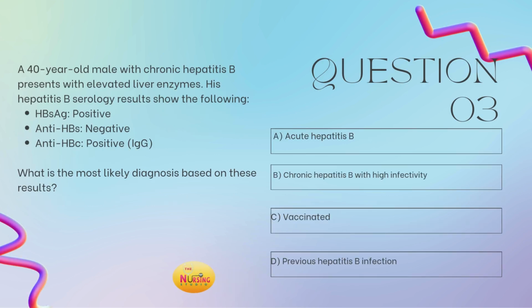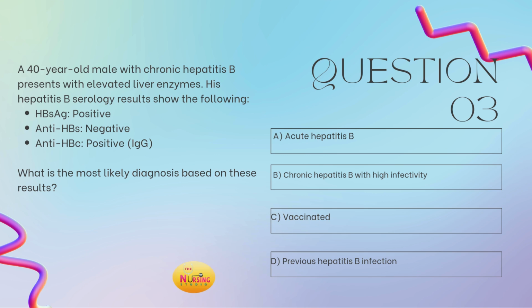All right. And last but not least, question number three. A 40-year-old male with chronic hepatitis B presents with elevated liver enzymes. His hepatitis B serology panel shows the following. The HBsAg is positive, the anti-HBs is negative, the anti-HBc is positive, of the IgG. What is the most likely diagnosis based on these results? Is it A, acute hepatitis B, B, chronic hepatitis B with high infectivity, C, vaccinated, or D, previous hepatitis B infection? Take a moment to think about what you think, y'all.